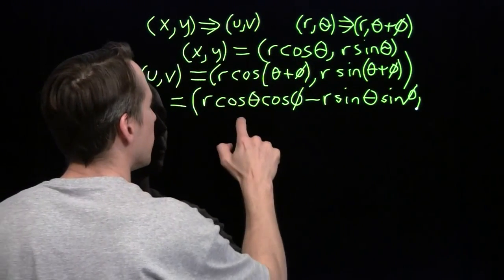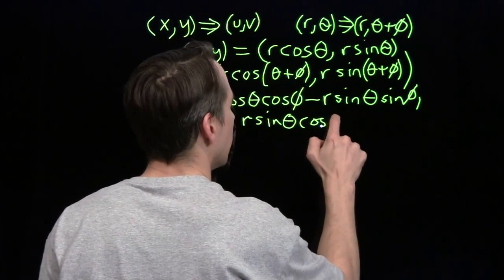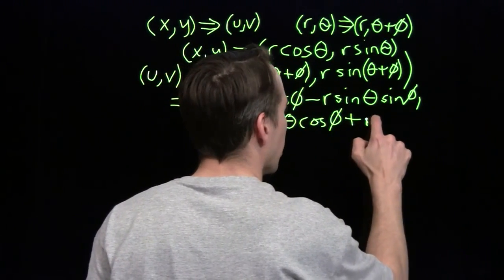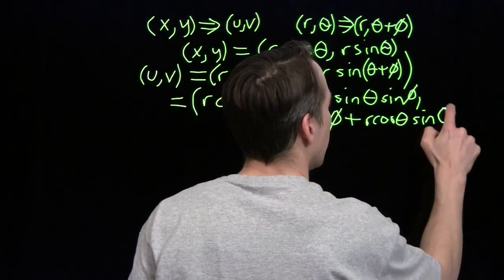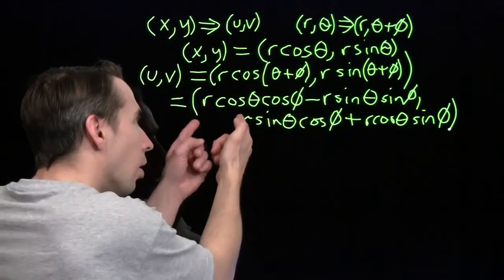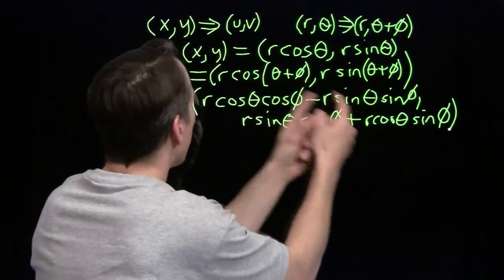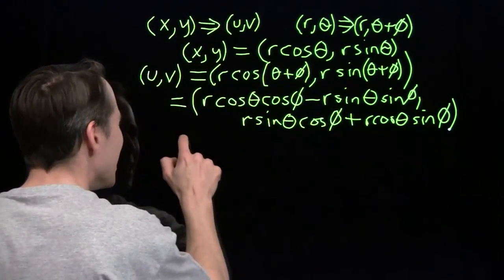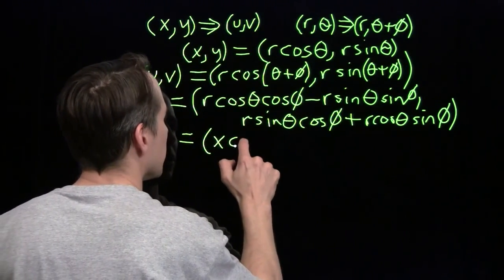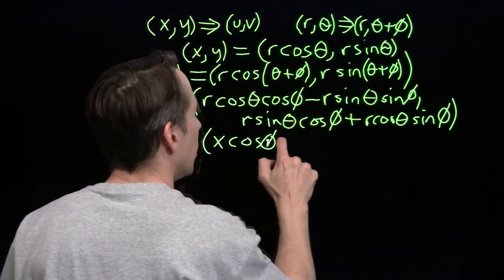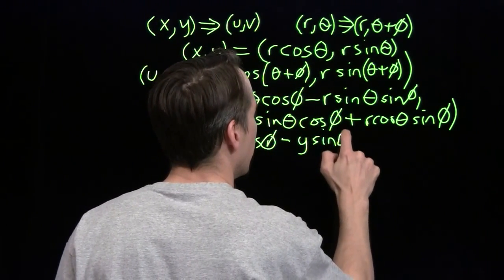And then we do the same thing over here. We get r sine theta, cos phi, plus r cosine theta, sine phi. And r cosine theta, that's x. R sine theta, that's y. So we can clean this up a little bit. Make those substitutions. We get x cos phi minus y sine phi.